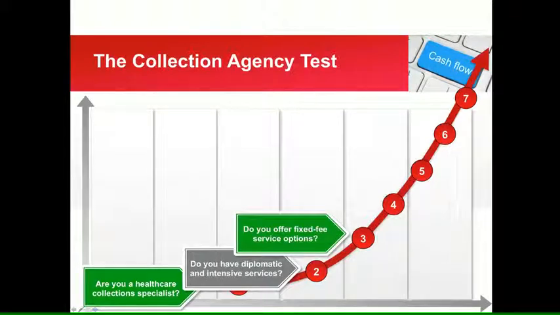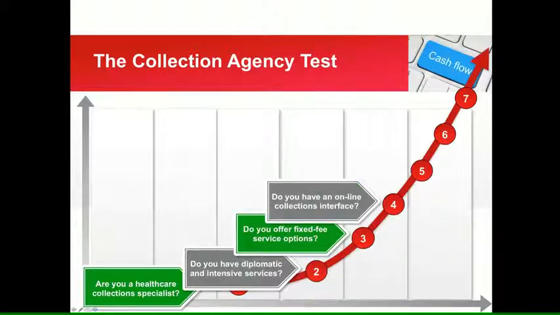Next, do you offer fixed fee service options? Do I always have to pay a percentage, even if you collect it fast? Do I have to pay a percentage if you collect it through the mail? What if you collect it with a reminder? Do I have to pay a percentage? There's a good number of agencies out there now that have fixed fee options if they can collect the account early in the revenue cycle.